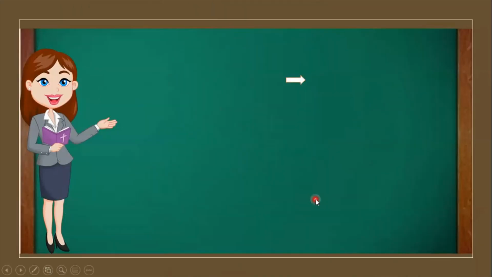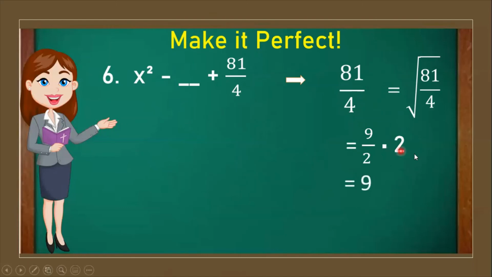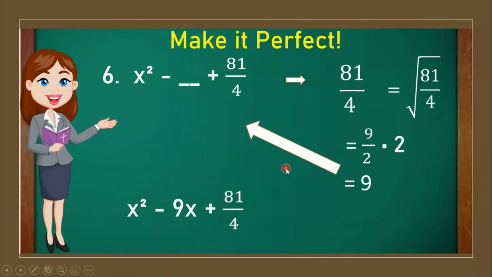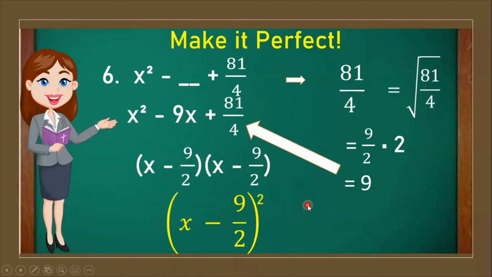And our last, make it perfect: x squared minus blank plus 81 over 4. So what must be added? Get the last term, 81 over 4. The square root of 81 over 4 is 9 over 2, times 2 is 9. So that will be our middle term. x squared minus 9x plus 81 over 4 is our perfect square trinomial. And the square of the binomial is the quantity x minus 9 over 2 times the quantity x minus 9 over 2, and we will write that as x minus 9 over 2 quantity squared.